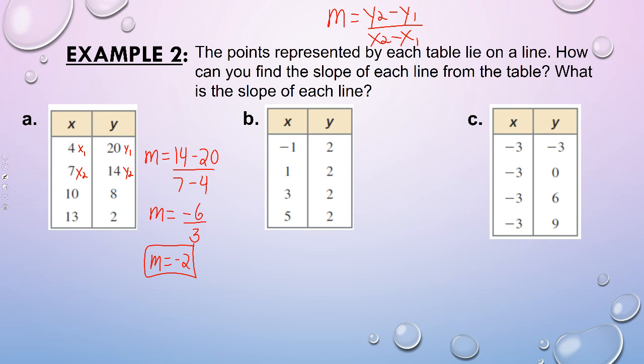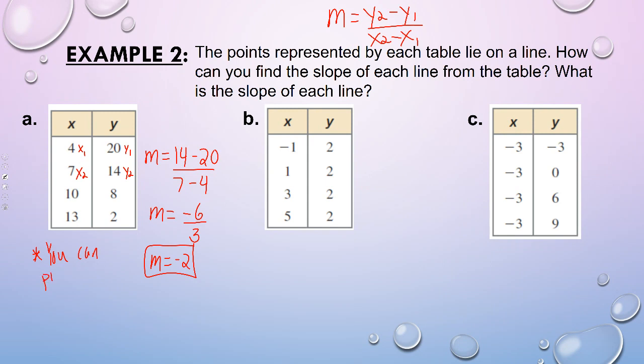It doesn't matter which 2 points you choose. You can pick any 2 points you want. So if you wanted to use the points 13, 2 and 10, 8, you can do that. If you wanted to use 10, 8 and 4, 20, you can use that.